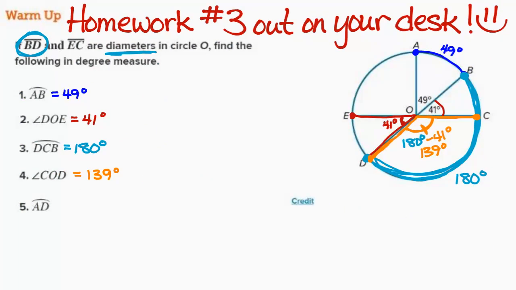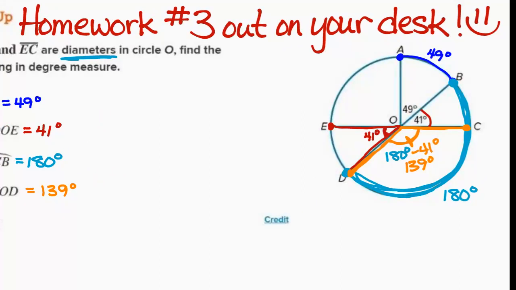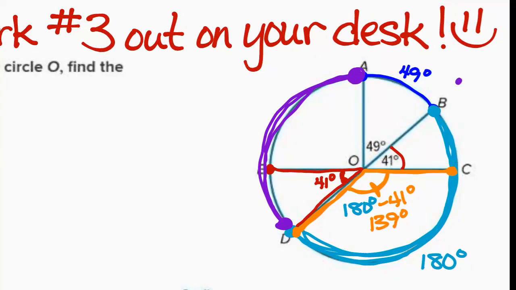Last thing we need is arc AD. So starting here, around to here. So we're going to have to figure out how big this arc is, and then I can add 41 to it. Or, yes, it is 90, absolutely. Or there's something else that I could do. What do we know about BD again? It's a diameter, right? So from here around to here would be how many degrees? 180.